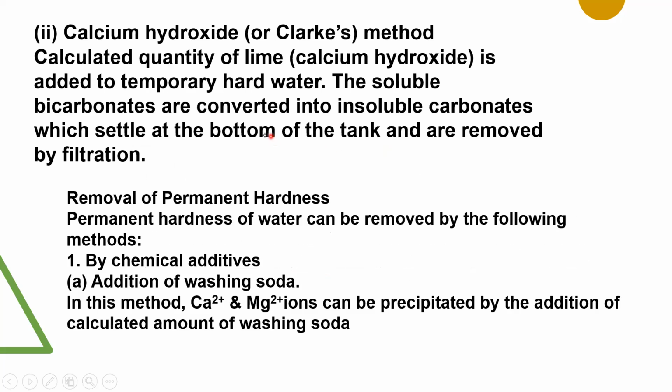Next, calcium hydroxide. This is called Clark's process. A calculated amount of calcium hydroxide, that is slaked lime, is added to temporary hard water. The soluble bicarbonates are converted into insoluble carbonates, which settle down at the bottom of the tank and are removed by filtration. So this is called Clark's method. In this Clark method, we have to add a calculated quantity of lime, that is calcium hydroxide, to hard water. This is only for removal of temporary hardness of water. The soluble bicarbonates are converted into insoluble carbonates.